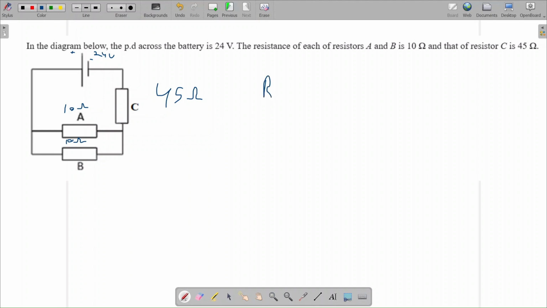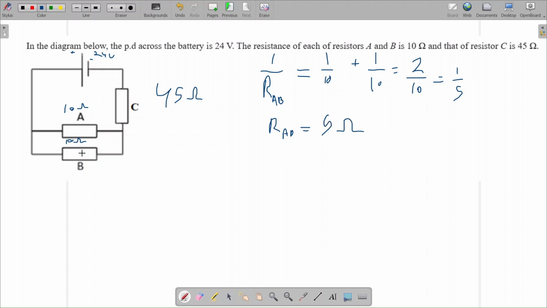1 over RAB, because we're resolving the resistance between A and B. 1 over RAB is equal to 1 over RA, which is 10, so 1 over 10, plus, again, RB is 10, so 1 over 10. This is going to be 2 over 10. You flip it, it's going to be 10 over 2 or 5, but we're going to simplify. So this is going to be 1 over 5, which means that RAB is actually 5 ohms. This is the resistance between these two.